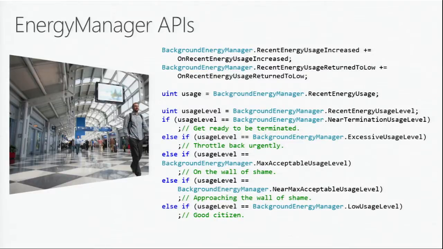Whereas in the background, and it will only be for long-running background tasks as well. Short-running tasks cannot reach the excessive levels. It's just not physically possible. But a long-running task could. So if it's doing something that's significantly degrading battery usage over a long period of time, then we will consider terminating it. But again, as I say, it's unlikely that most tasks will ever get to that level.